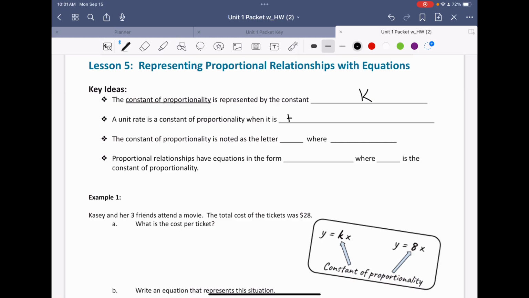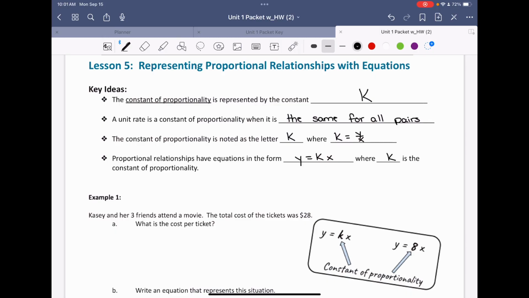it is the same for all pairs. Meaning my x and y, when I divide, give us the same thing. The constant of proportionality we know is the letter k, where k equals y divided by x. Since we have that formula, we have an equation in the form of y equals k times x, where k is my constant of proportionality.